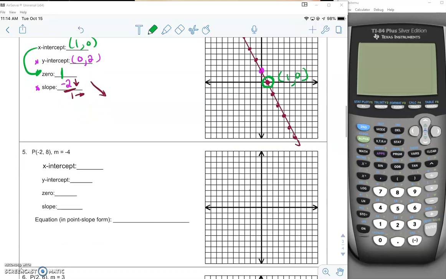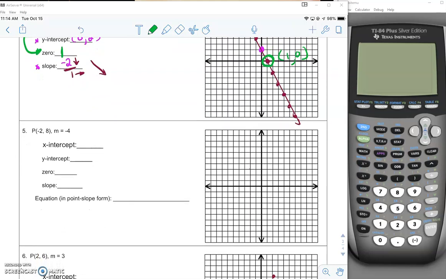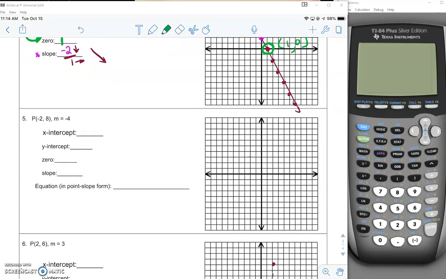Number 5 is slightly different. It does not give us an equation. It gives us a point, P, negative 2, 8, and a slope of negative 4. So the only piece I have here right now is my slope, negative 4. But I'm going to use this point as a starting place on my graph. So I am starting at negative 2, positive 8. That is point P.